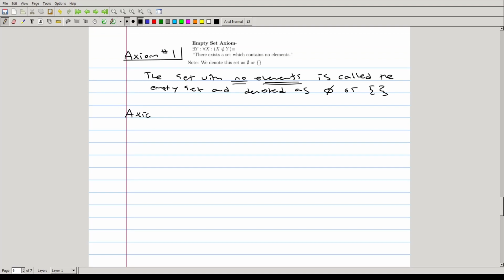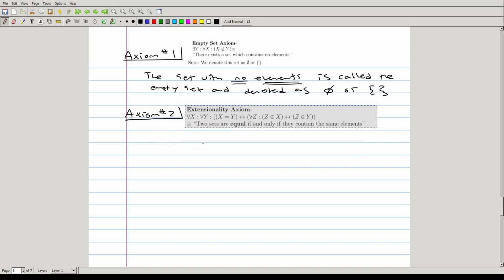Axiom 2 is the extensionality axiom. And this axiom is saying for all X and for all Y, set X is equal to set Y if and only if for all sets Z, Z is an element of X if and only if Z is an element of Y. Two sets are equal if and only if they contain the same elements. And at this point, with even just these two axioms, we can actually start to prove certain results about sets.